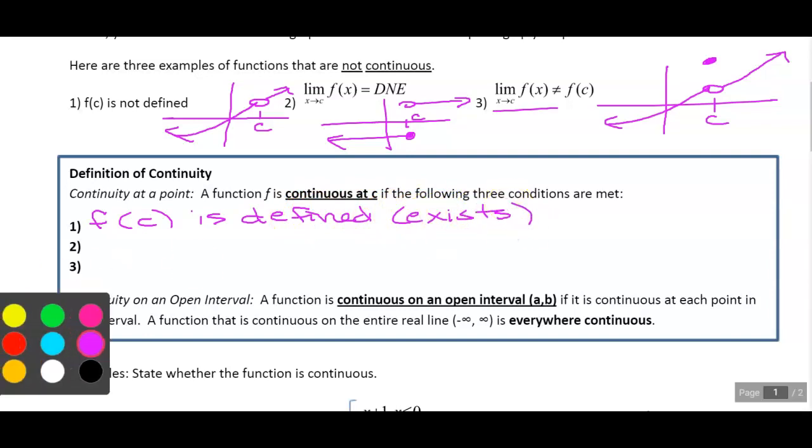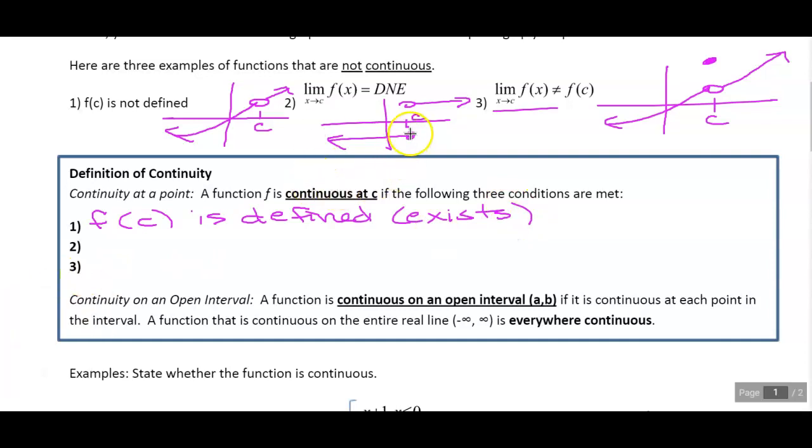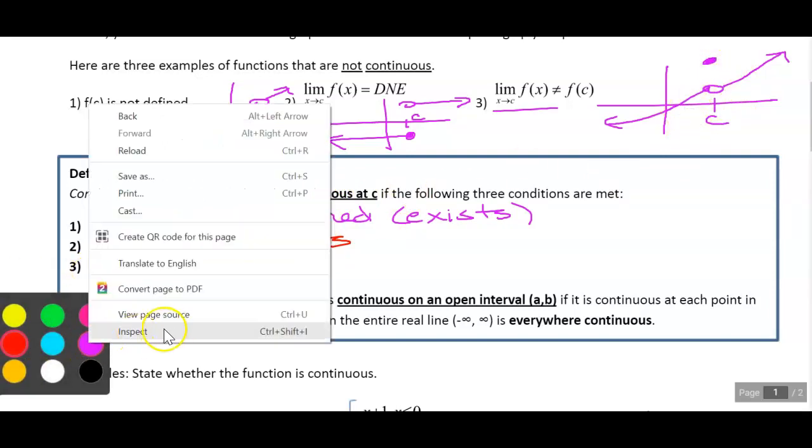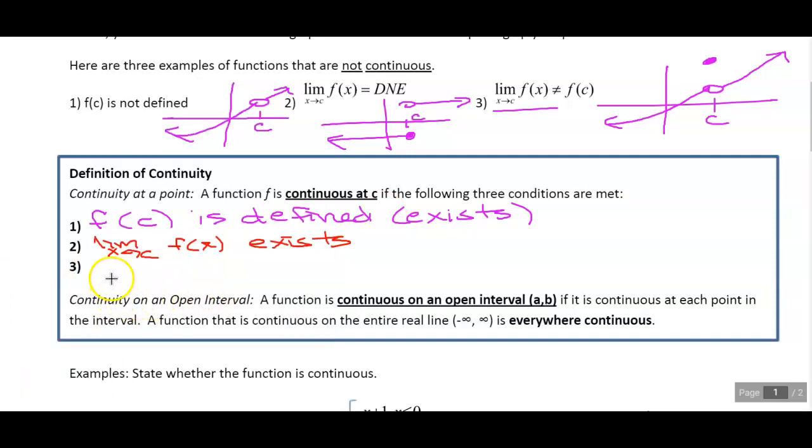All right, the second condition is going to be kind of here. So we need our limit to actually exist. So the limit as x approaches c of our function does exist. And then if we have a function value and a limit value, in order for the graph to be continuous, we need those to be equal. So we are going to say that the limit as x approaches c of our function is the same as our function value.